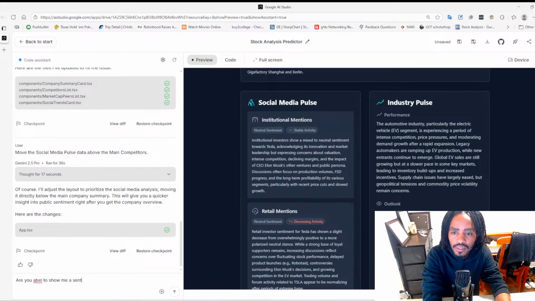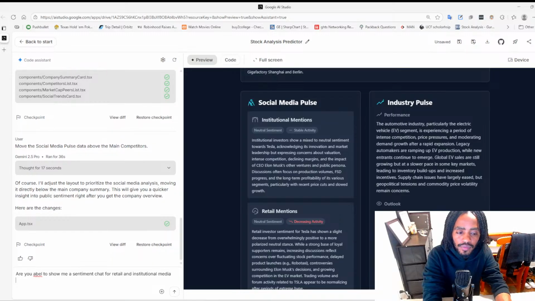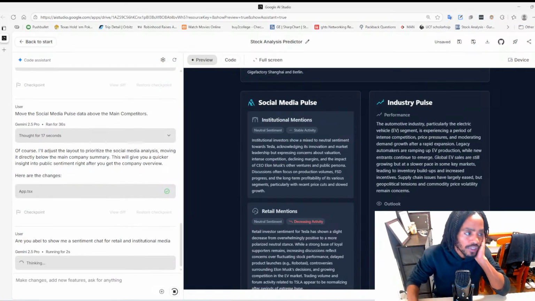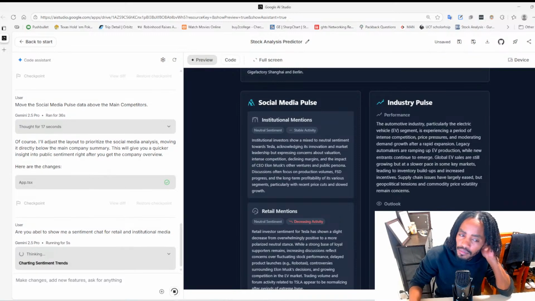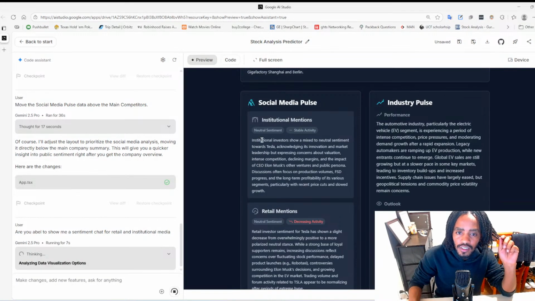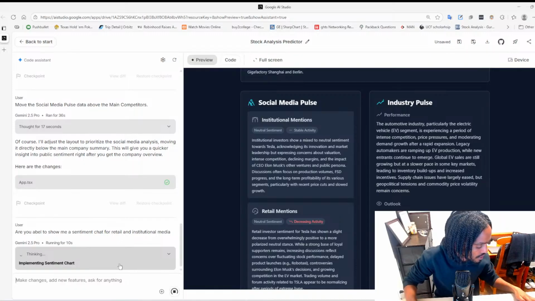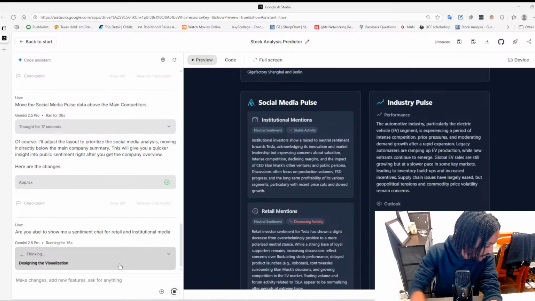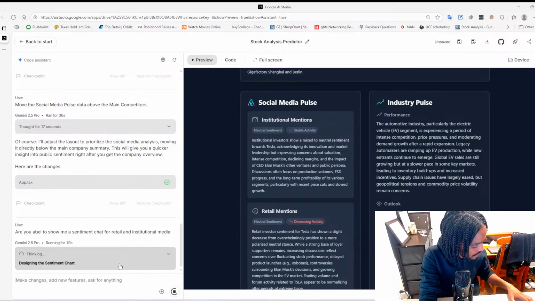Let's try it. Are you able to show a sentiment chart for retail and institutional news media? All right, so hopefully the goal here is that we're able to see the trend. Gotta let it load.